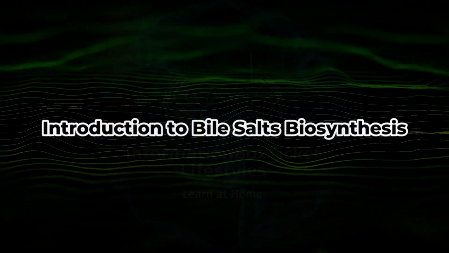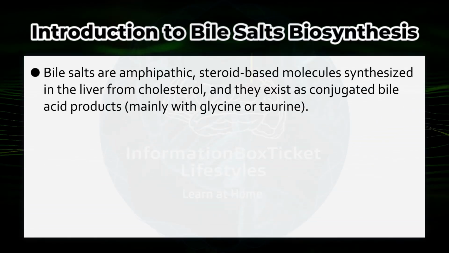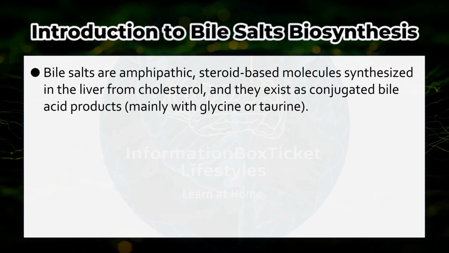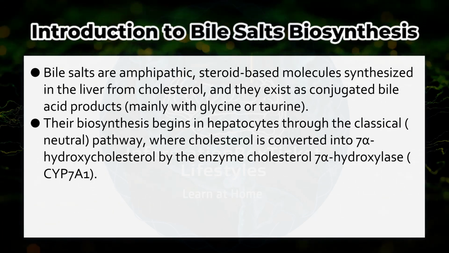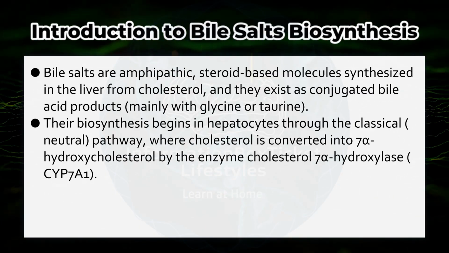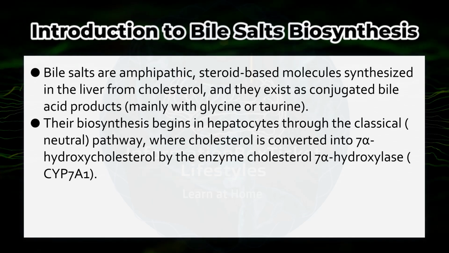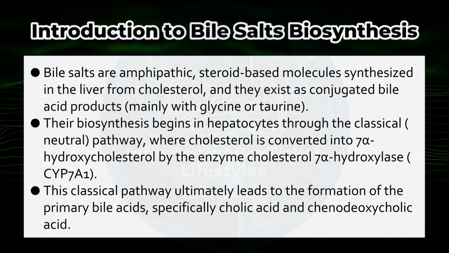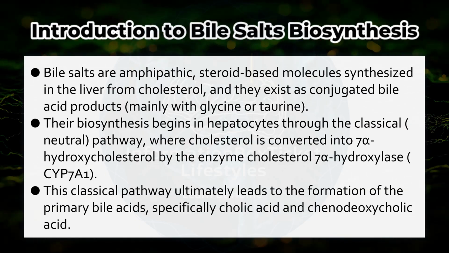Introduction to bile salts biosynthesis. Bile salts are amphipathic steroid-based molecules synthesized in the liver from cholesterol, and they exist as conjugated bile acid products, mainly with glycine or taurine. Their biosynthesis begins in hepatocytes through the classical neutral pathway, where cholesterol is converted into 7-alpha hydroxycholesterol by the enzyme cholesterol 7-alpha hydroxylase, CYP7A1. This classical pathway ultimately leads to the formation of the primary bile acids, specifically cholic acid and chenodeoxycholic acid.